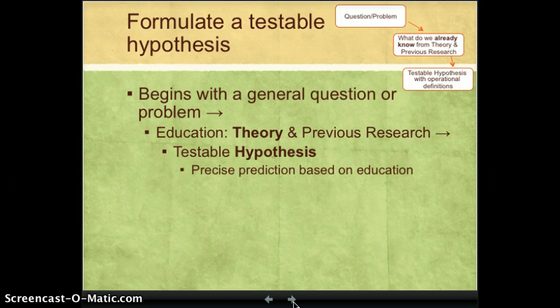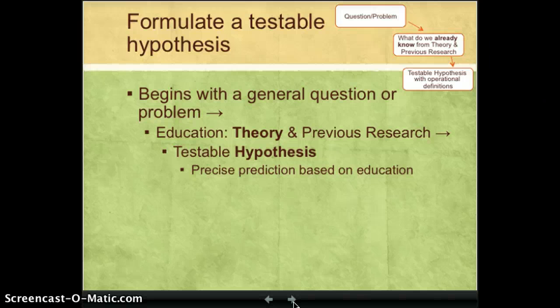So, we have a general question, and then we have gotten educated about that general question by determining what we already know from the theories and from what previous research has found. Based on that education, we then create a testable hypothesis. This testable hypothesis is a very specific prediction, and we may base that prediction on that education. So the hypothesis will be something that builds on the previous research and is part of a particular theory or testing a piece of a particular theory.